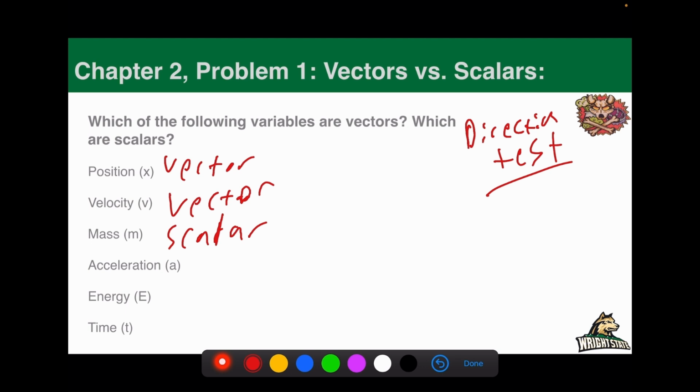Okay, what about acceleration? Well, when you're accelerating, are you accelerating in a direction? Slam on the gas pedal in my car, it speeds up forwards, it doesn't speed up backwards, that's directional. Acceleration is going to be a vector.